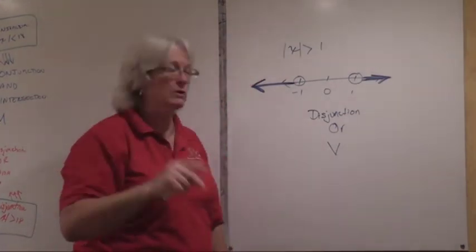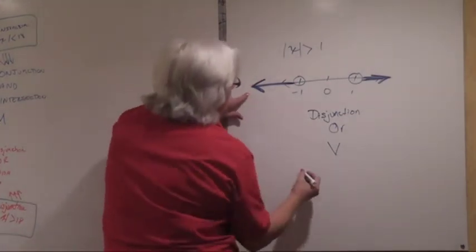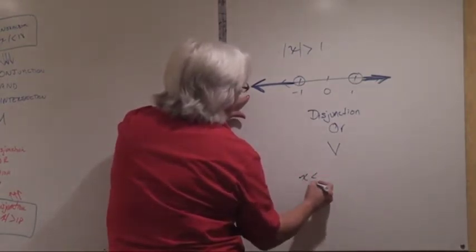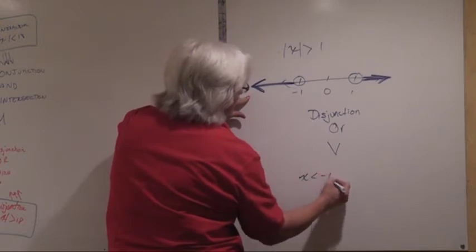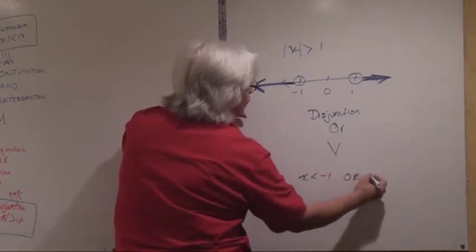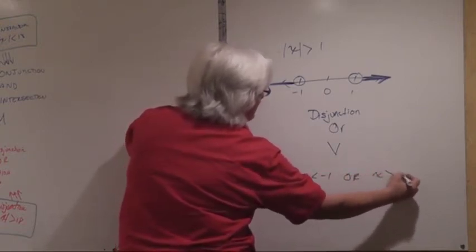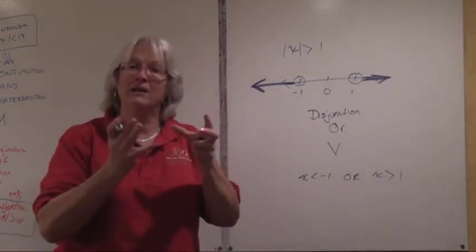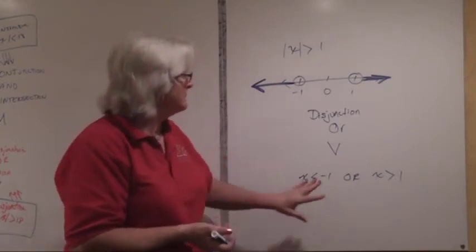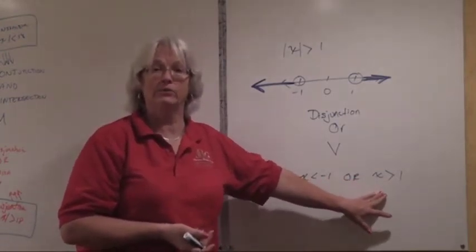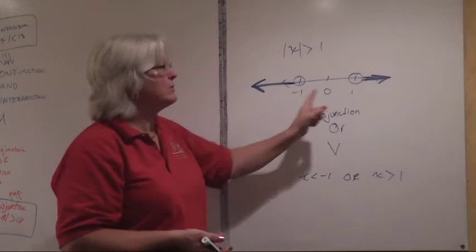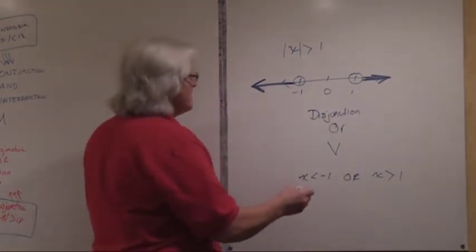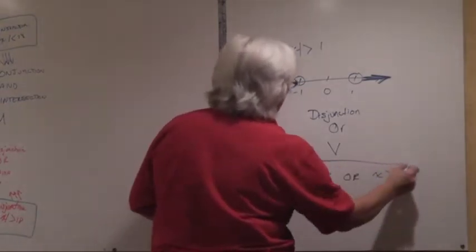And you're going to write two inequalities here. Either x has to be less than -1 or x has to be greater than +1. There's no way that you can combine these two inequalities into a compound inequality because they don't overlap. Only one of them can be true at once. So this is what you do.